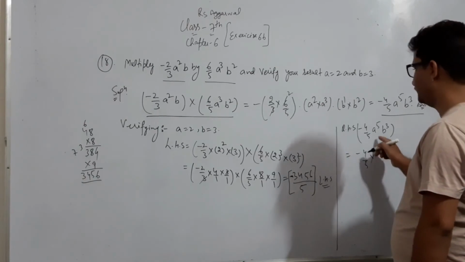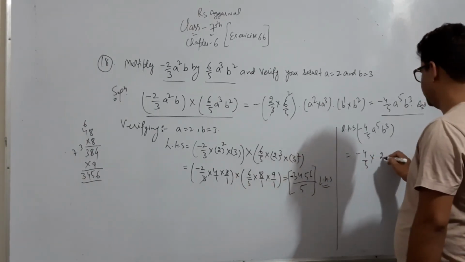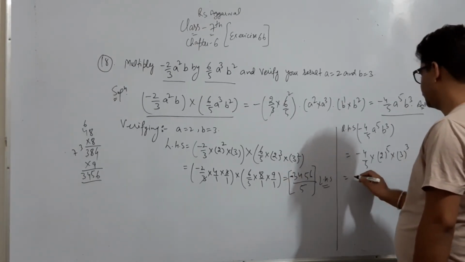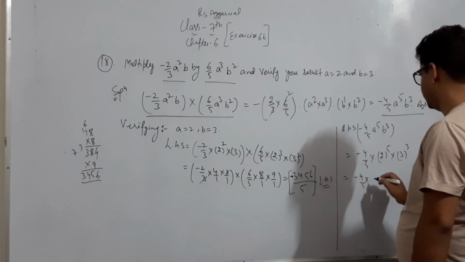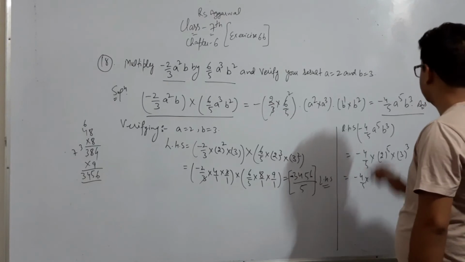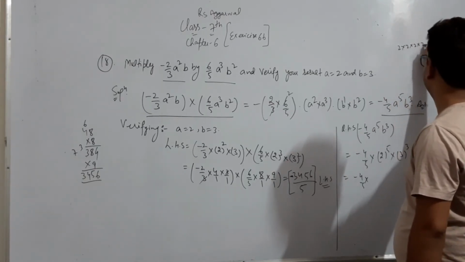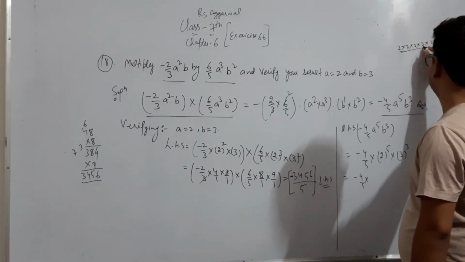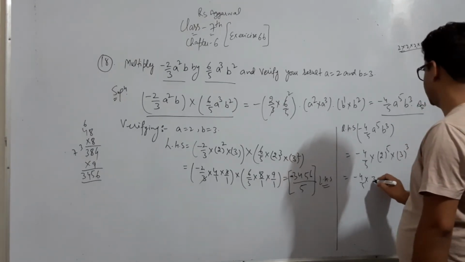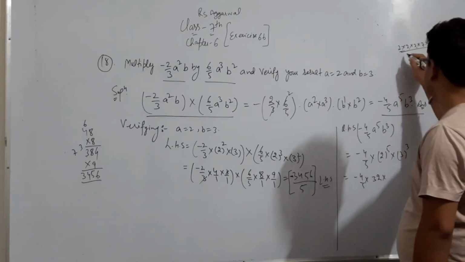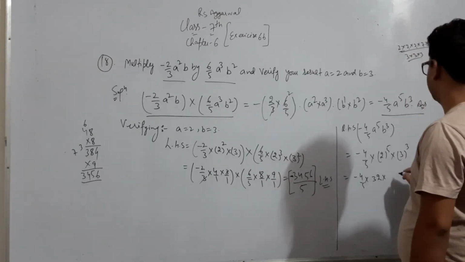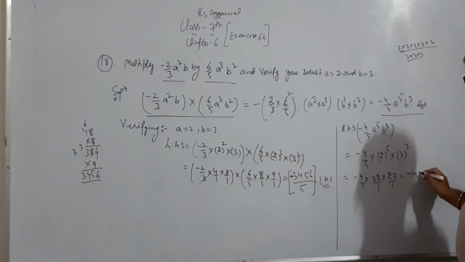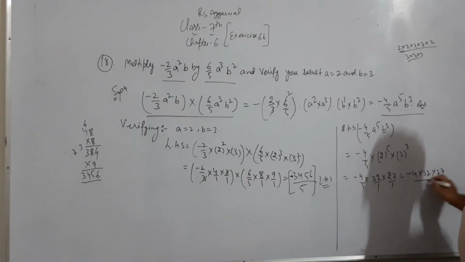And at minus 4 by 5, a raised to power 5 we put 2 raised to power 5 into b is 3, 3 raised to power 3. So minus 4 by 5. What is 2 raised to power 5? I think it is 32. Let's write it here. Multiply 2 five times: 2 to the 4, 4 to the 8, 8 to the 16, 16 to the 32. So 32 is 2 raised to power 5, and 3 raised to power 3 is 3 into 3 into 3, 27. So the numerator is minus 4 into 32 into 27 upon 5.